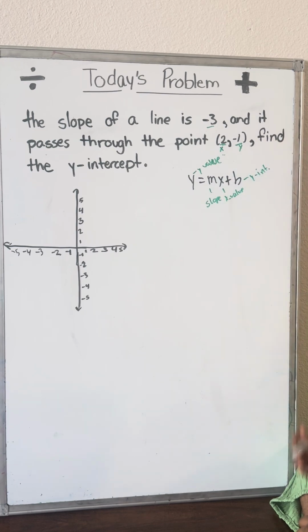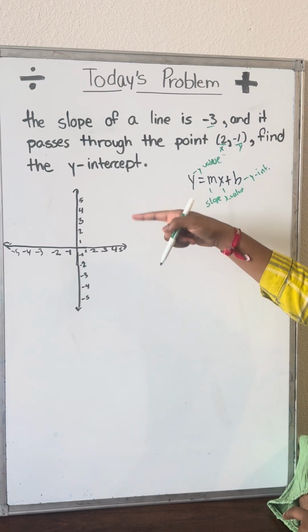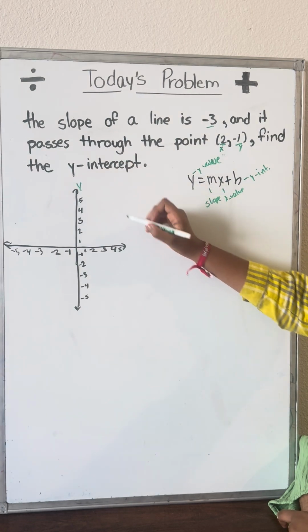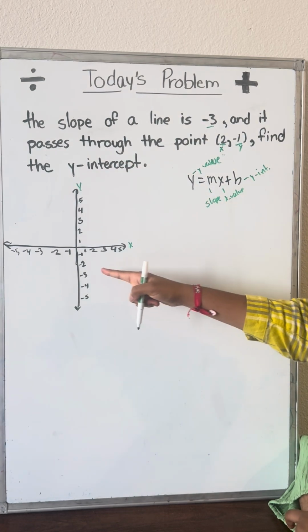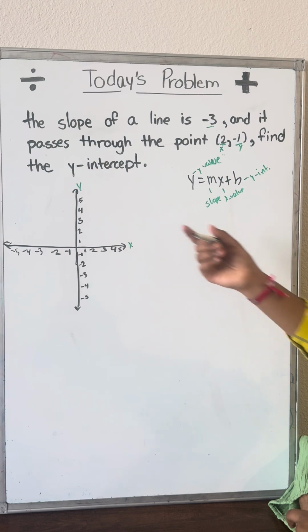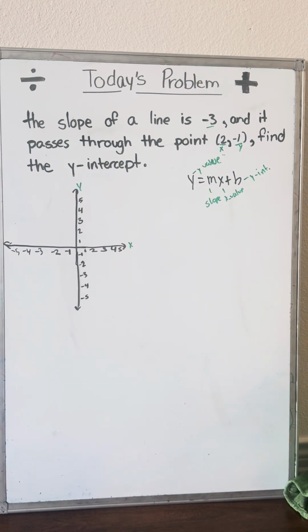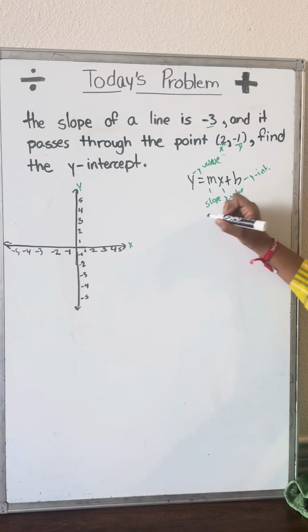The y-intercept is basically the point that meets the y-axis on a graph. So this is the y-axis and this is the x-axis, and b is where the line intercepts the y-axis on this graph. So we have to find b. In that case, we have to build this equation. How we're going to do that is we're going to first substitute everything in.